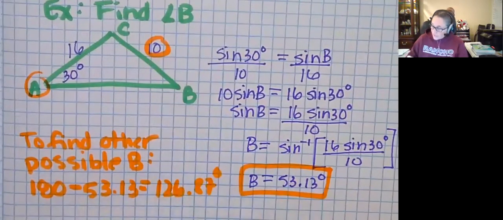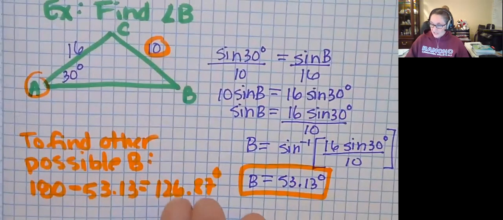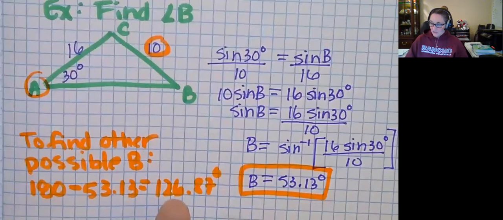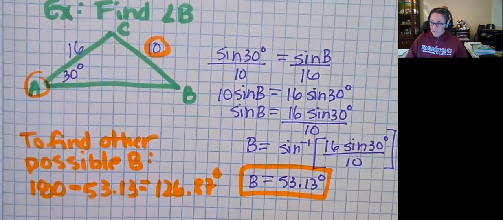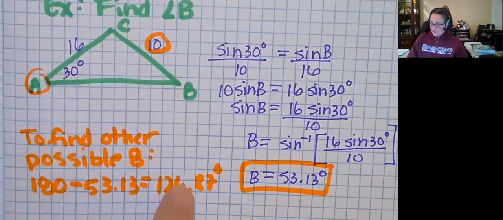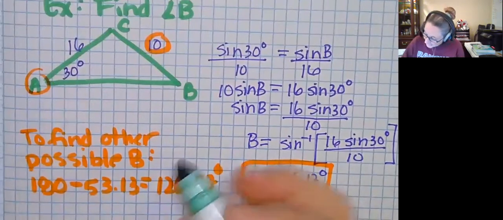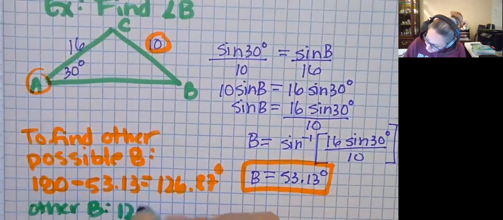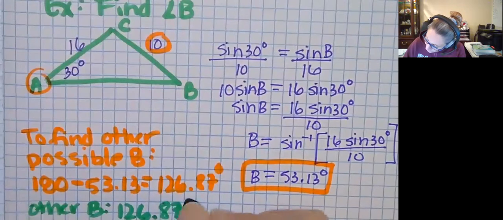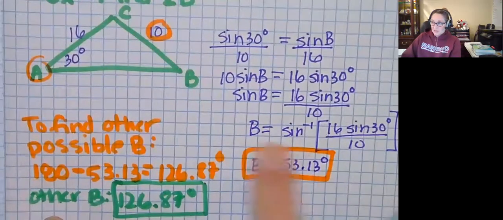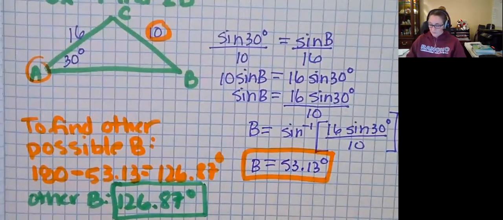So 126.87 degrees. Now, before I decide whether this is my other possible B, I need to make sure that when I take this and this together, I don't get more than 180. And when I take 126 plus this, I still have enough left over for that angle C, okay? Because when I add these together, I end up with 156. So that means that this is your other B, and it could be 126.87 degrees. So in this case, we end up having two possibilities. So we end up having two possible triangles for this one.